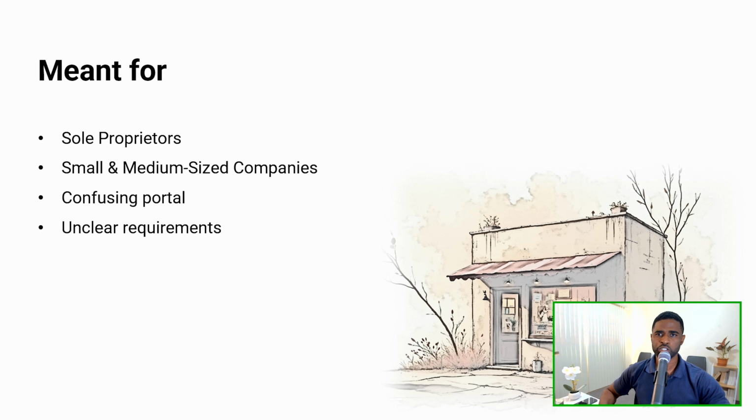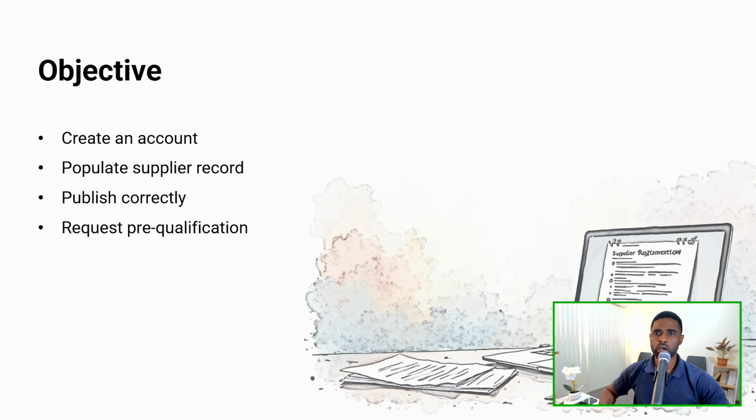At the end of this session, you should be able to create an account, understand what type of account you are creating, populate your supplier information properly, understand what publishing really means, and request pre-qualification for your lines of business. Just as important, you'll understand where most people lose time and what mistakes create unnecessary delays.